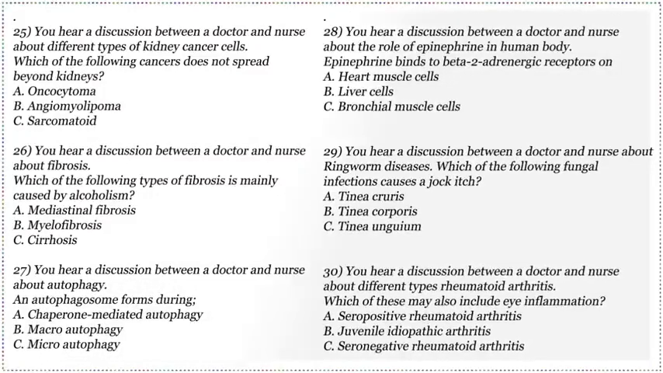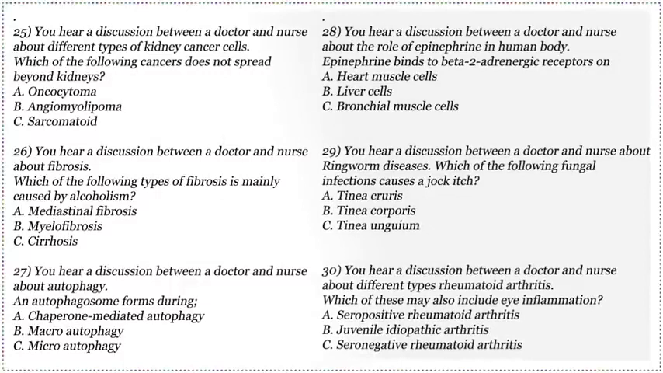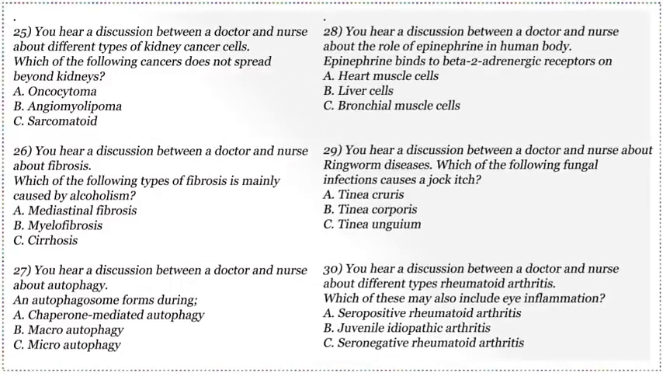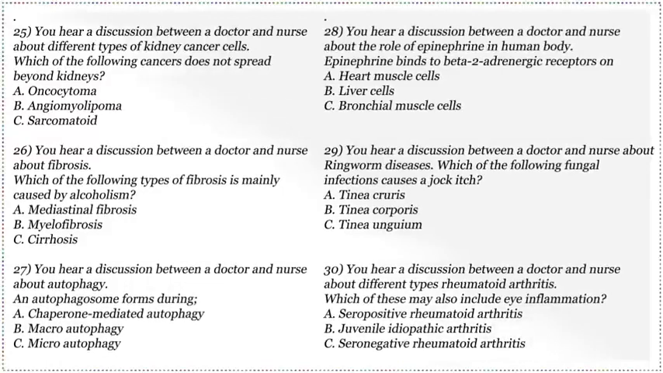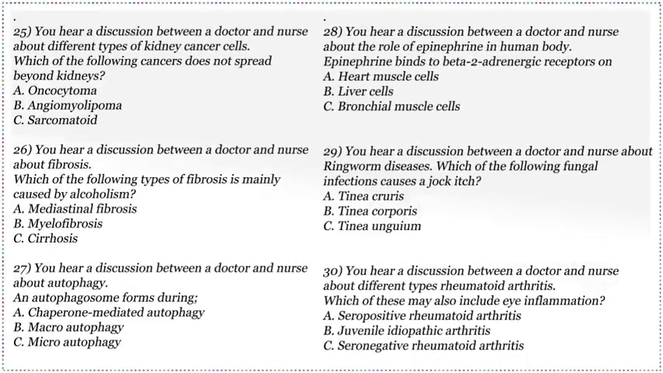Tinea manuum causes infections in hands. Tinea unguium, or onychomycosis, infects fingernails and toenails. Tinea corporis infects other body parts such as legs and arms.